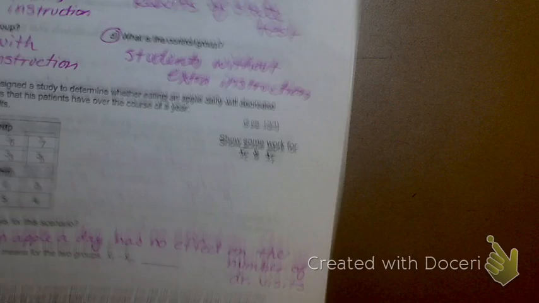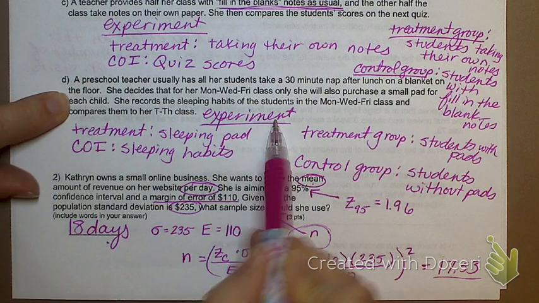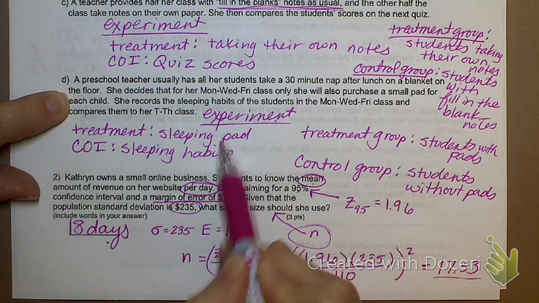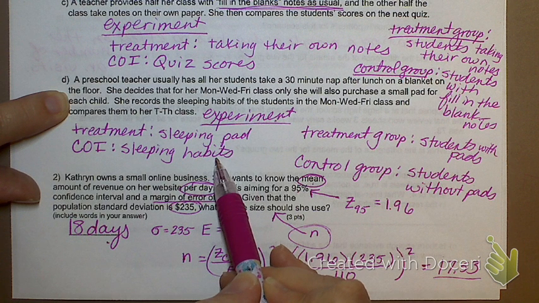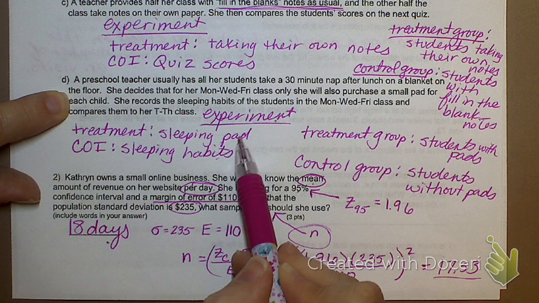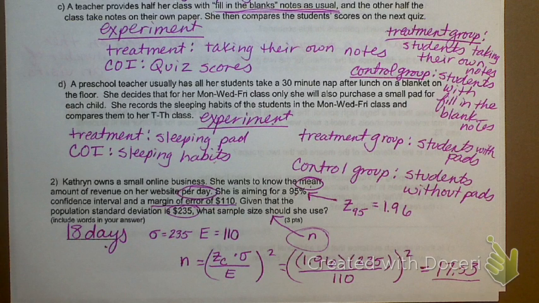So if I were to come back here, an experiment, let's see, this is the one with the sleeping pads and whatnot. The null hypothesis here would be that a sleeping pad does not affect sleeping habits. So it's always doesn't? Yes. The null hypothesis is that whatever it is that you are giving to the people participating is not affecting the outcome at all. Meaning, null means nothing, meaning nothing happens.